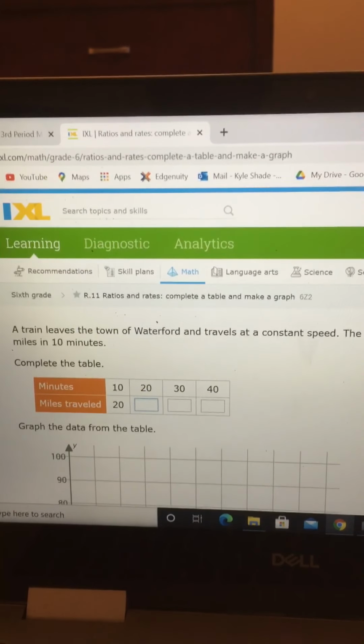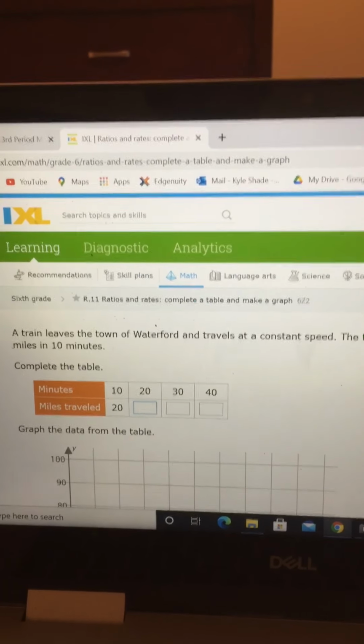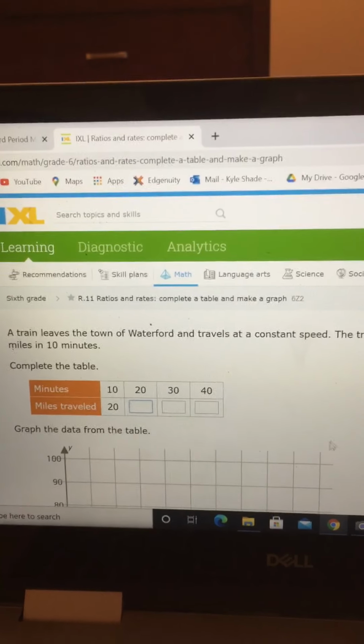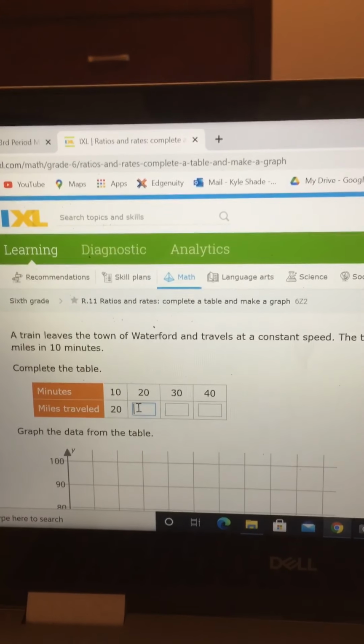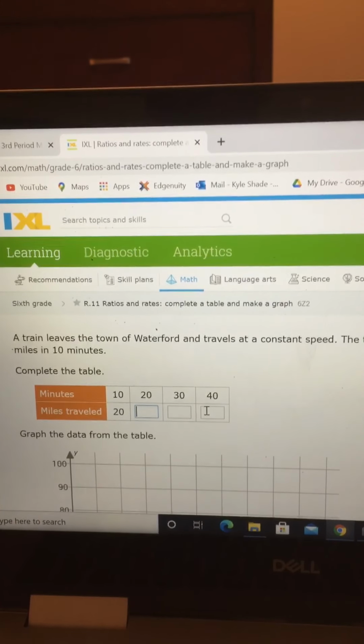So this will definitely help you with IXL activity R11. If you're struggling, go back and watch this again. This should get you on the right track. But the process is, I know this is a new problem, you fill in the table, you find the relationship, and then you plot it.